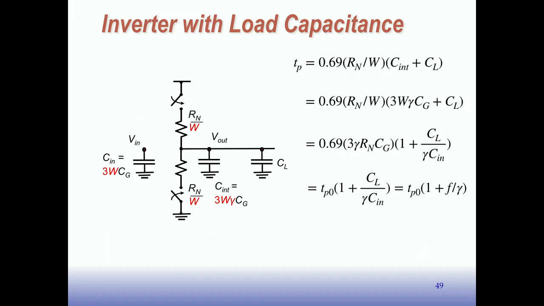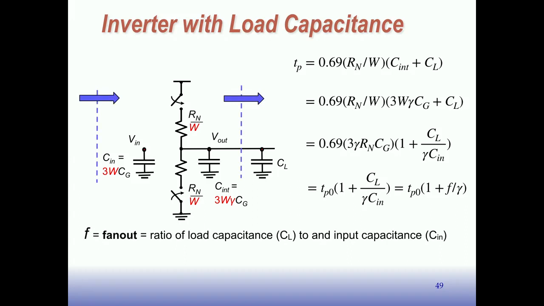So we do some algebra here. First we replace C int by 3W gamma C sub G, then rearrange terms and factor this out. With a little more algebra, we get to the intrinsic delay of the inverter times 1 plus C sub L over gamma C int. That's nice because if we look at this ratio of capacitance, we define the ratio of the load capacitance C L to the input capacitance of the inverter. So we're looking at the capacitance of this over the capacitance looking into the input of the inverter. That's what we call the fan out.